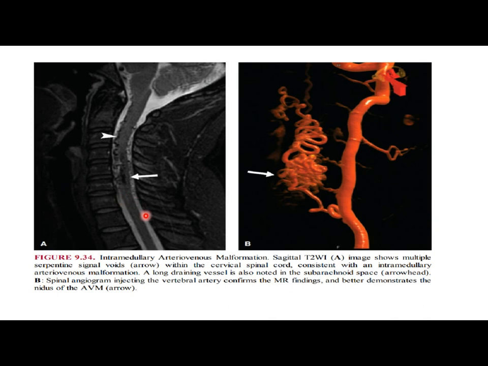The image shows multiple signal voids within the cervical spinal cord, consistent with an intramedullary AV malformation, and there is a long draining vessel. The other is a CT angiogram of the vertebral artery, which confirmed the MRI finding.